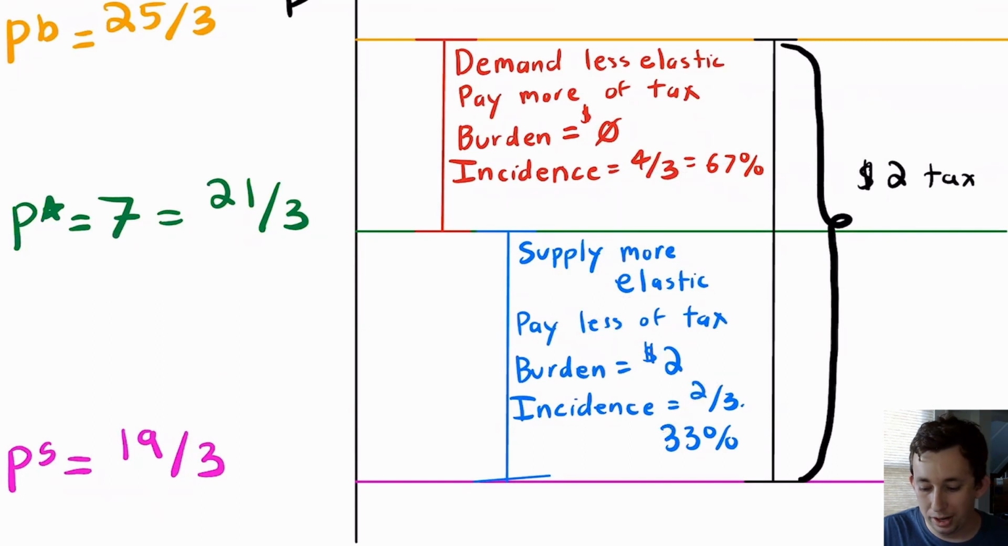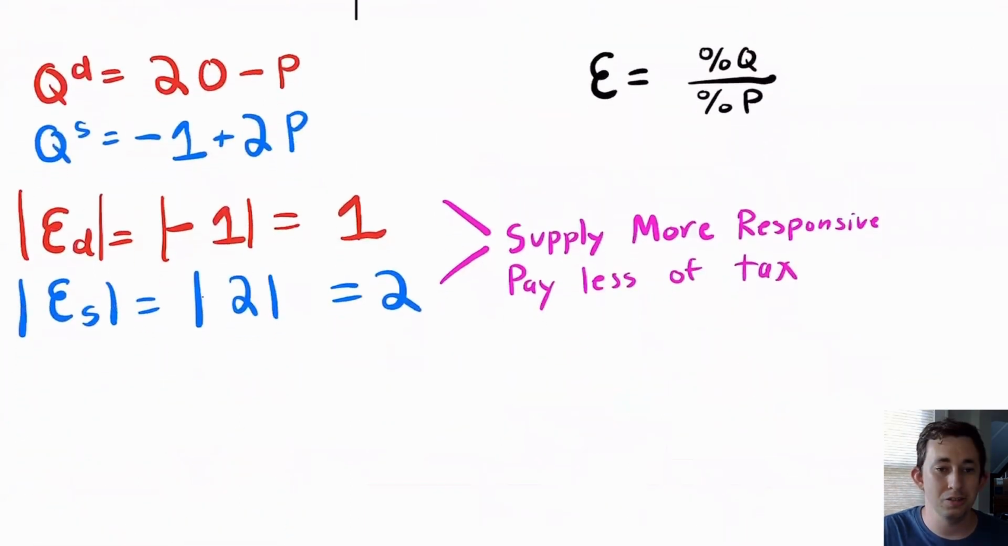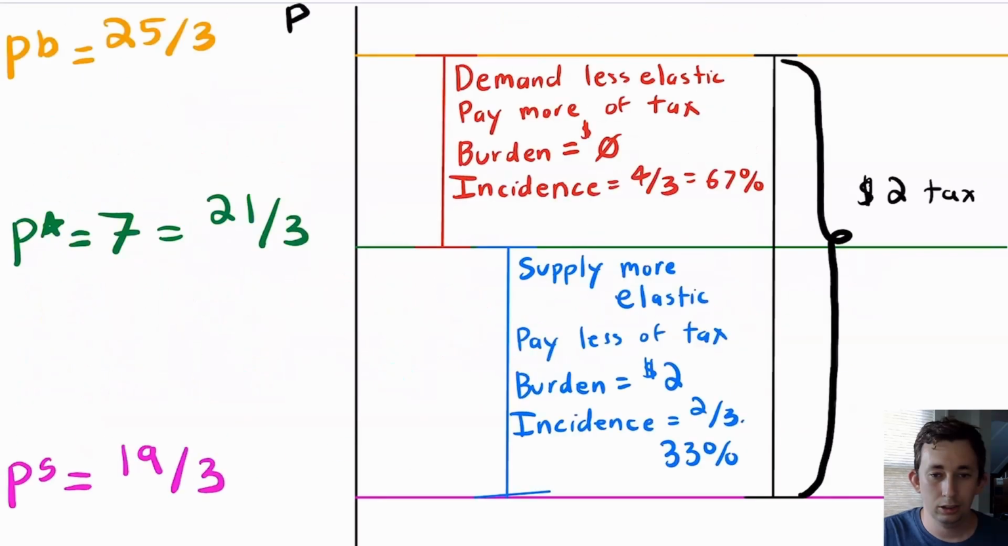Now I say more elastic and less elastic. Remember that we can calculate elasticity using the demand curve. So the absolute value of the demand elasticity is 1, the absolute value of the supply elasticity is 2. So supply is more elastic than demand, and we would expect the demand side to pay more of the tax. So hopefully this numerical example just brings it all together.